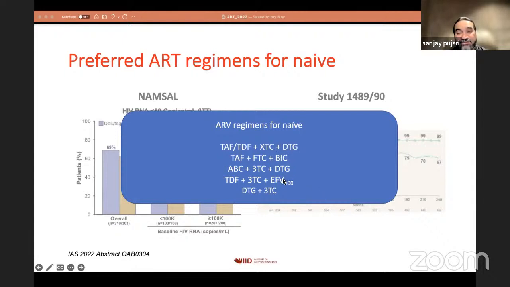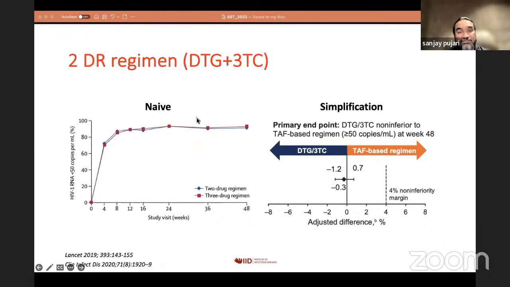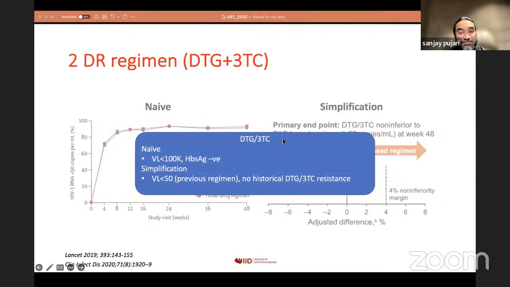Alternatively, for some reason, if it's not possible, if there is intolerance to these, you can use an efavirenz low dose 400 milligrams as an alternative regimen. There is now enough data to suggest that we can also look at 2 drug regimens like a dolutegravir with lamivudine combination. So 2 drug regimens have been found to be non-inferior to 3 drug in naive population as well as in simplification. So in our clinical practice, we can use 2 drug regimen like DTG 3TC in naive patients if the baseline viral load is less than 100,000 and the Hep B is negative.